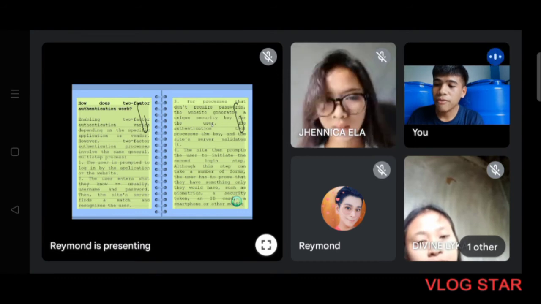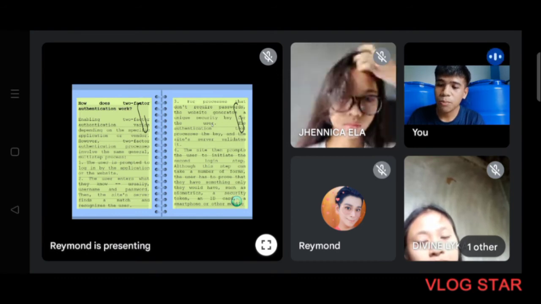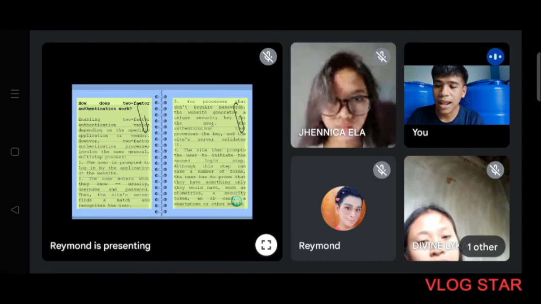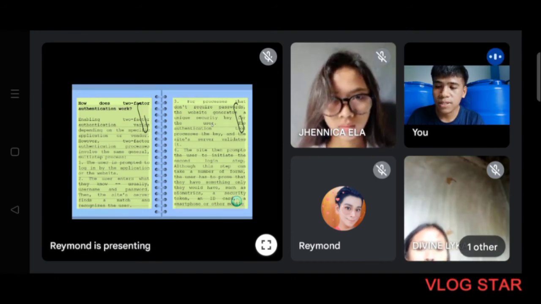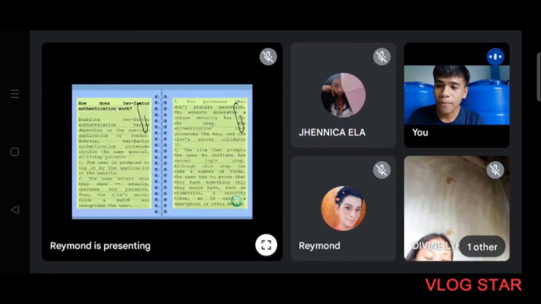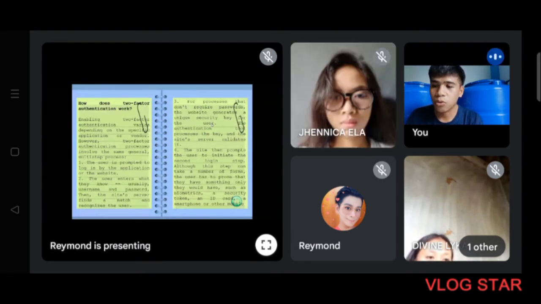So we're now on the fourth step. The site then prompts the user to initiate the second login step. Although this step can take a number of forms, the users have to prove that they have something only they would have. This includes biometrics, a security token as I have said before, an ID card, a smartphone or other mobile devices. This is the inherence or the possession factor we are talking about.